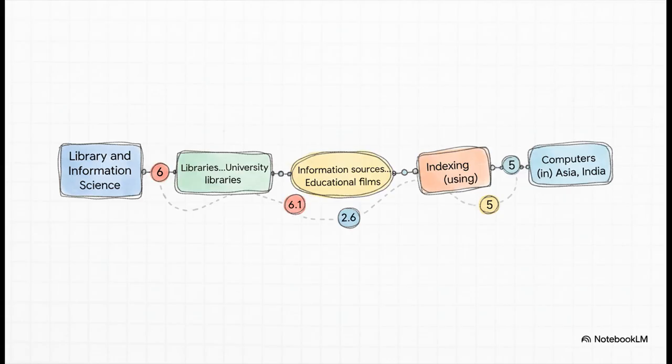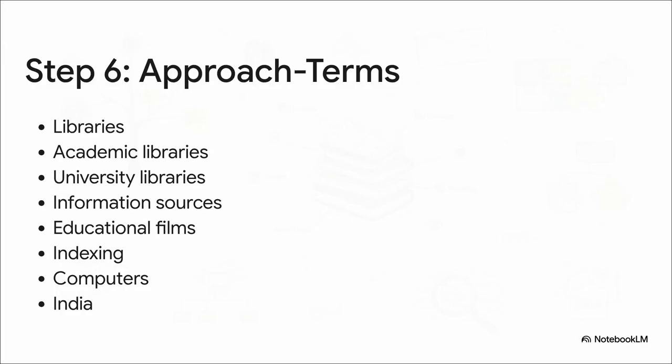So after we go through those other steps like standardization and modulation, where we've added those broader terms like libraries and information sources for context, we use our syntax rules to build the final string. And this is what we get. You can see how everything is ordered so logically, from the big discipline down to the tiny details like computers and India. This structure is what makes the index so predictable and honestly so helpful for the person doing the searching.